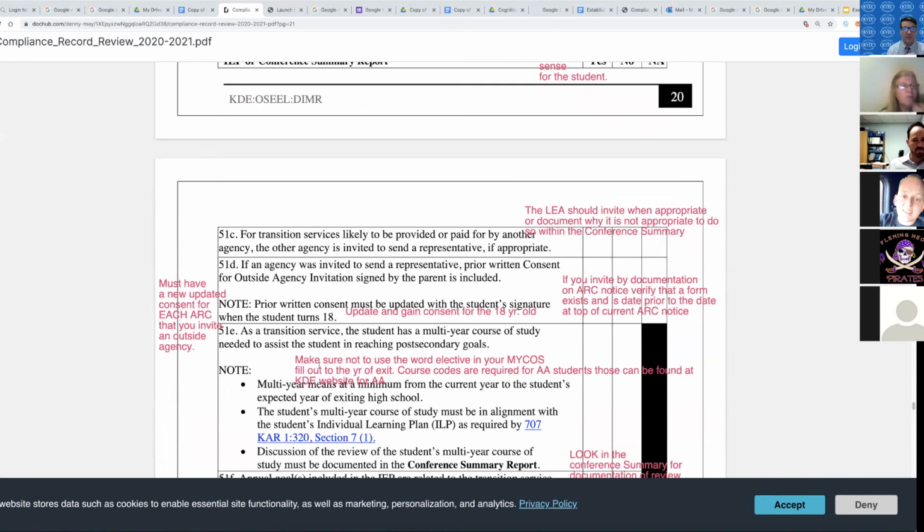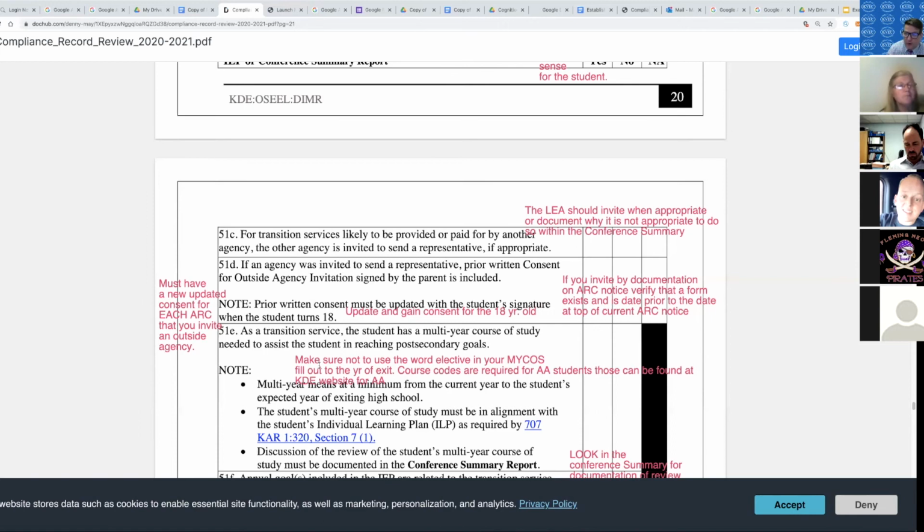51D or 51C, for transition services likely to be provided or paid for by another agency, the other agency is invited to send a representative. The LEA, Local Education Agency, should invite when appropriate or document why it's not appropriate to do so within the conference summary. Now, as an LEA, we should be inviting them at a certain point. At some point, we should invite them. They don't have to show up, and we don't have to have an excusal letter if they don't show up.